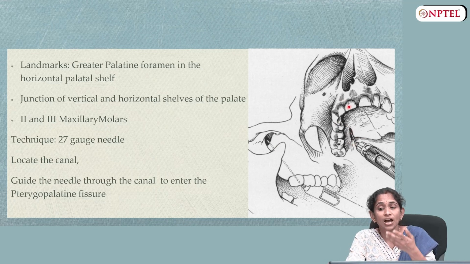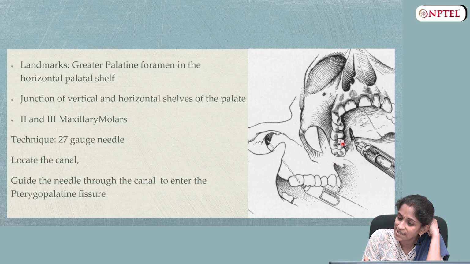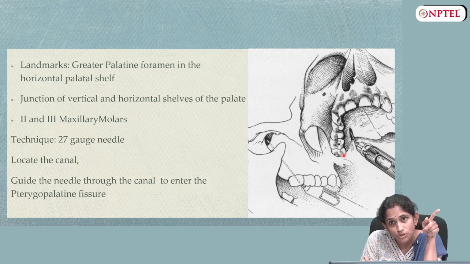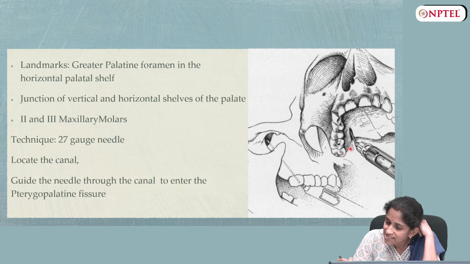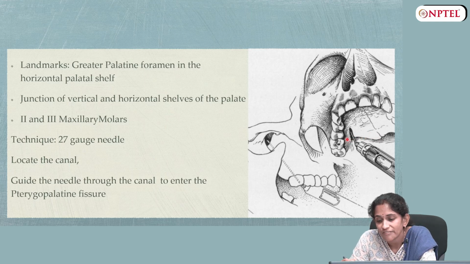So, to rehash, how do we locate the greater palatine foramen? The first landmark we would see is the second molar tooth. The distal half of the second molar tooth is the most important landmark. The next is the vertical alveolar shelf in the region of the second molar. Then the horizontal alveolar shelf in the region of the second molar. Once we have identified these three areas, then we pass our finger in this area and we will feel a small dip in the mucosa that will correspond to the greater palatine foramen.